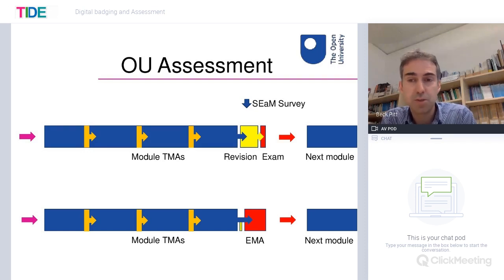The second type of assessment is what we call an EMA, which stands for End of Module Assessment. And this is usually a piece of coursework or a report or an investigation or a study. So it's a larger piece of written work which is sent to other markers, not to the tutor necessarily, to be assessed. And then the score that they get contributes in a similar way to the examination.